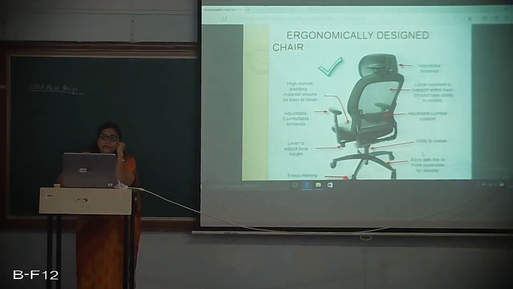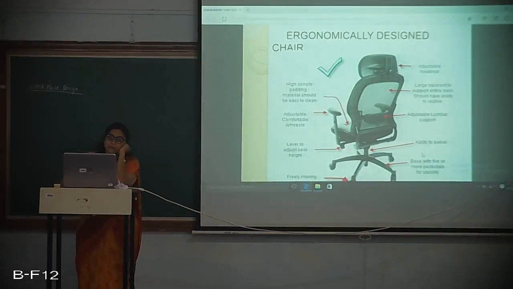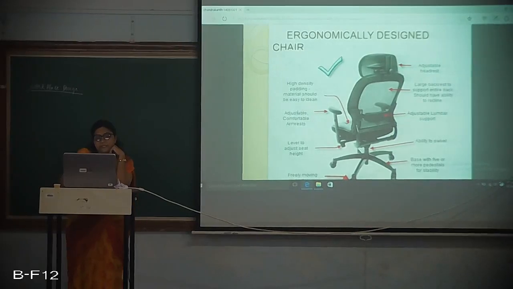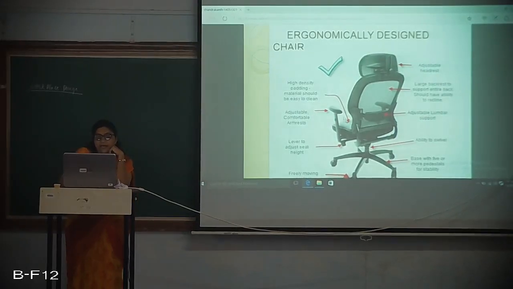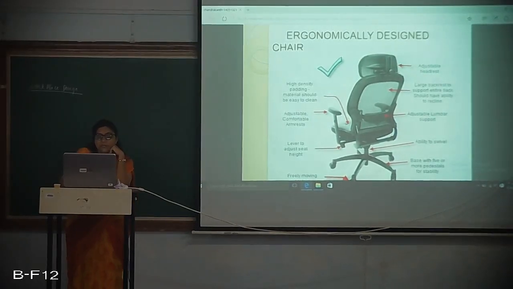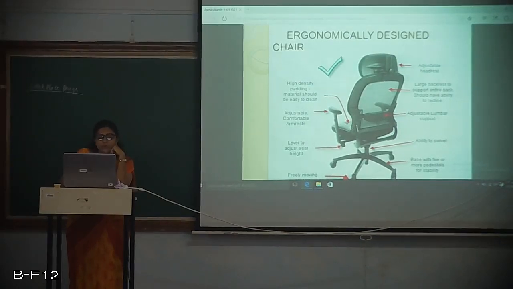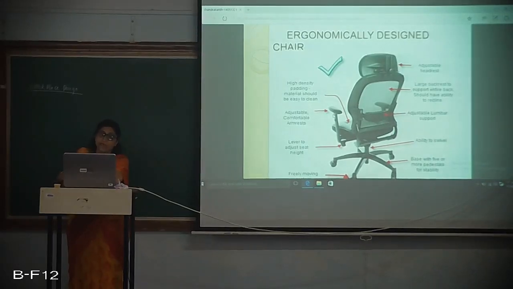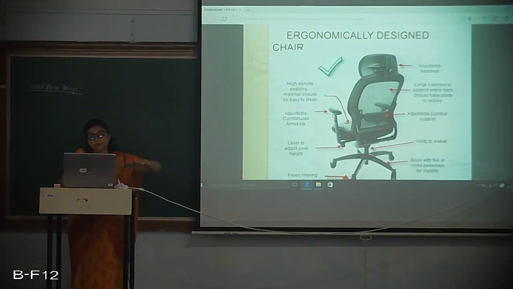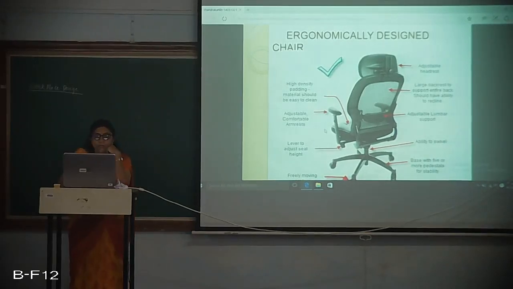Then high density padding should be used, which is comfortable for the worker to sit on, and easy to clean also. Then an adjustable comfortable armrest. Just now I told you, this is the armrest which is adjustable. You can take it down also, you can take it up also, whichever position is convenient for you. You can follow that and take rest whenever you want.